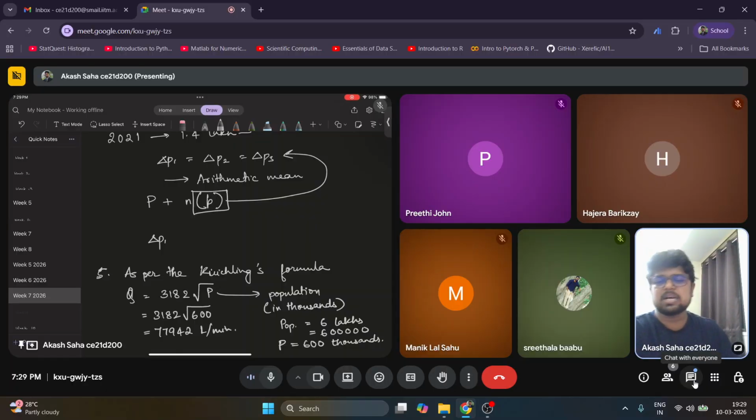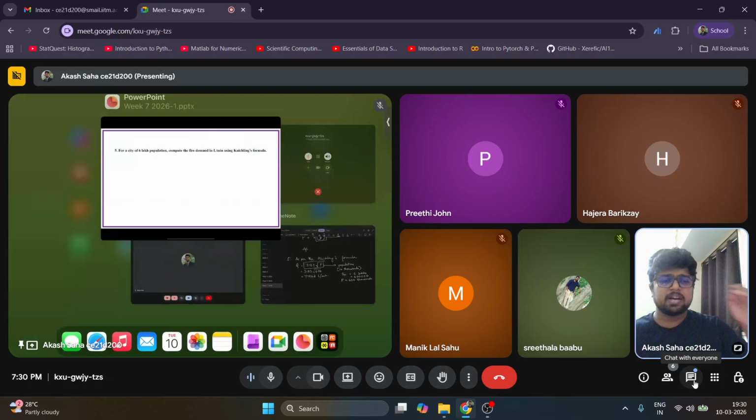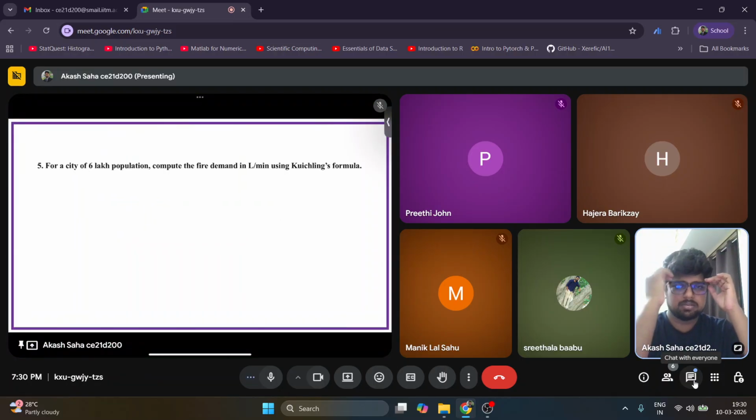Since it's an empirical formula, you have to memorize the unit also. By looking at the formula, it may feel like there should not be any unit because population is in thousands, but since it's an empirical formula, it is in liters per minute. Always convert the population into thousands, because most fire demand formulas deal with the population in thousands. There is one more formula, we will see it.